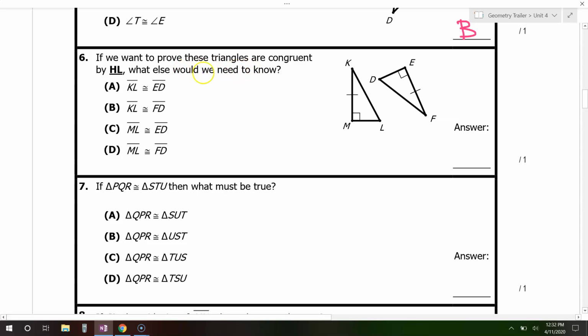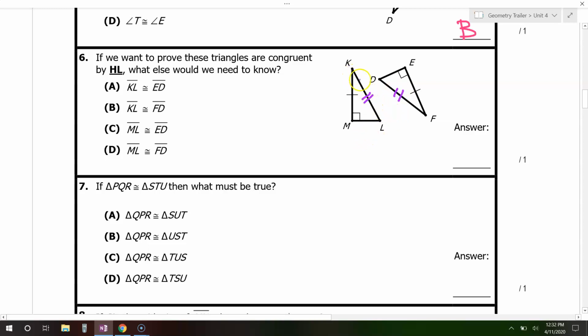If we want to prove these triangles congruent by hypotenuse leg, what else will we need to know? Well, what we already have marked is a leg. A leg is just any side that's not the hypotenuse. The hypotenuse is over here. So we already have the leg, and what we need is the hypotenuse. So here's a leg and here is the hypotenuse.